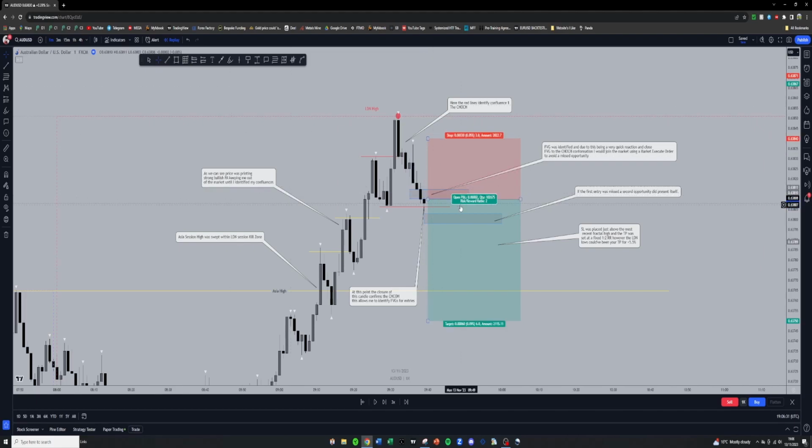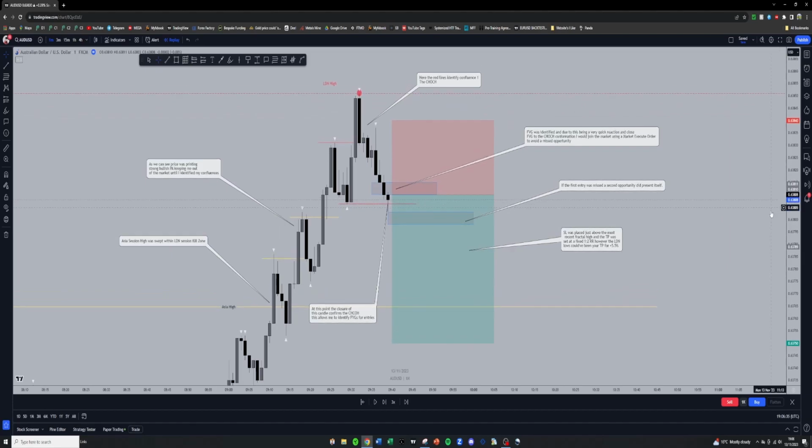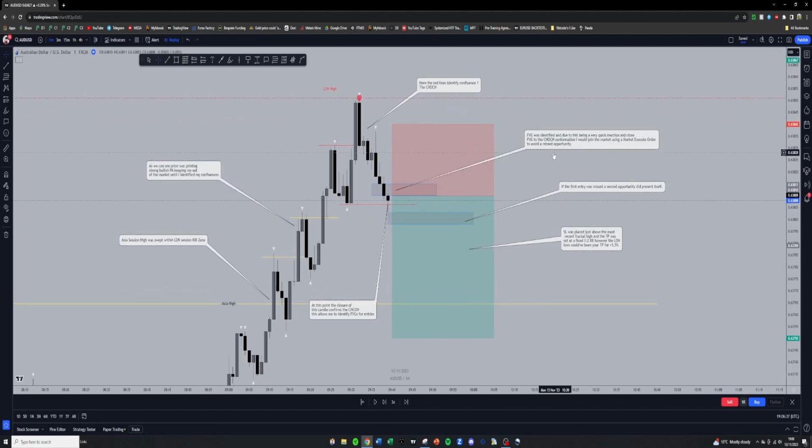So what you'd do is set your trade like I have, at the open. Obviously, the fair value gap was identified, and due to this being a very quick reaction, the fair value gap was very close to the change of character. So I would enter the market using a market execution order to avoid a missed opportunity. So I would probably enter as soon as we get to the open of this fair value gap.